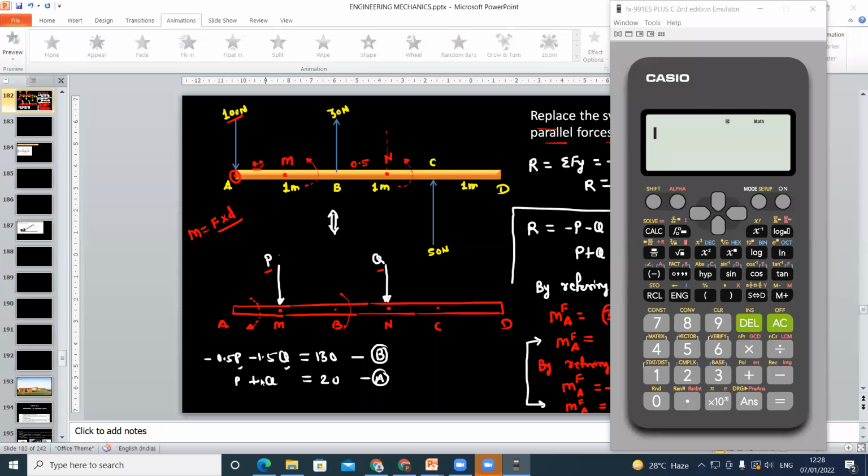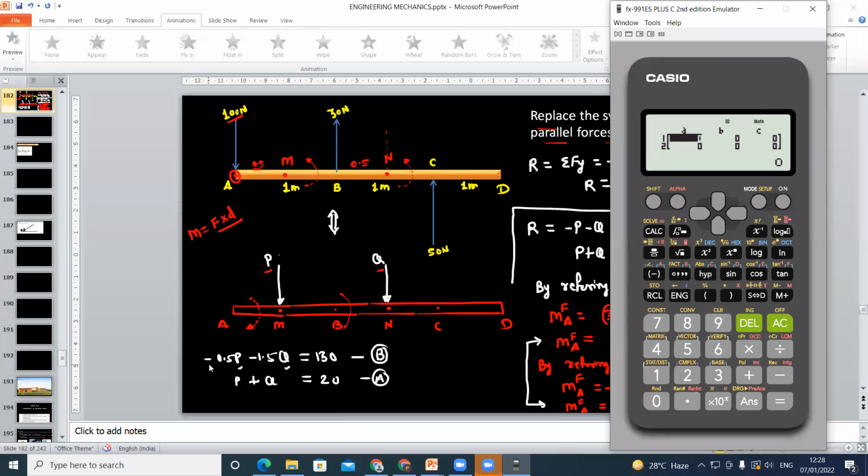Okay, so here we can find out the value of P and Q from these two simultaneous equations. You can use the equation mode in your calculator. Select the mode, then the fifth option, then select the first option. So first is two variable equation.